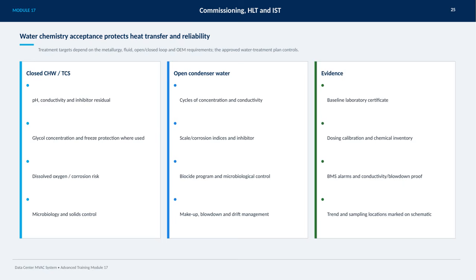Supporting evidence for proper water chemistry includes baseline laboratory certificates, accurate dosing calibration, and maintaining a chemical inventory. Building management system alarms linked to conductivity and blowdown operations provide real-time alerts. Finally, marking trend and sampling locations clearly on system schematics ensures consistent monitoring and helps catch any issues early on.